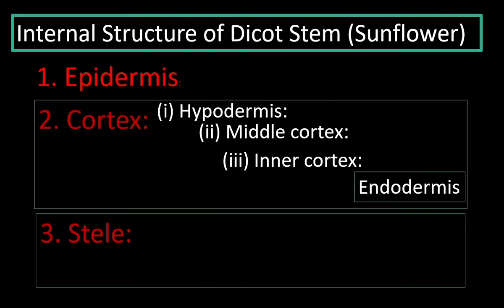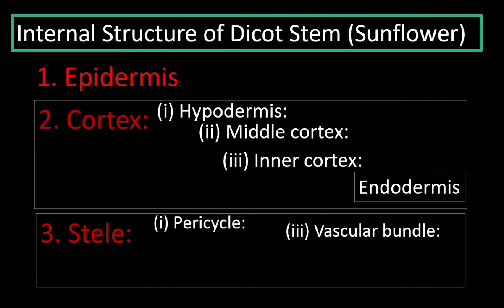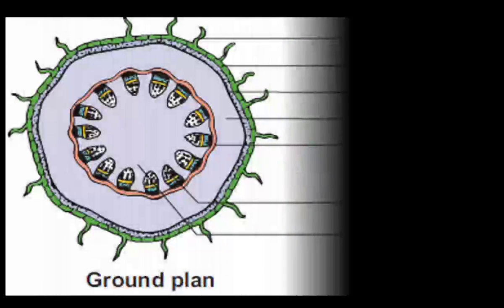All the components inner to the endodermis form stele. Stele is made up of pericycle, vascular bundles. Above the vascular bundles there are bundle caps. At the center there is pith. Let us learn the components one by one in detail. This is the ground plan of Dicot stem.